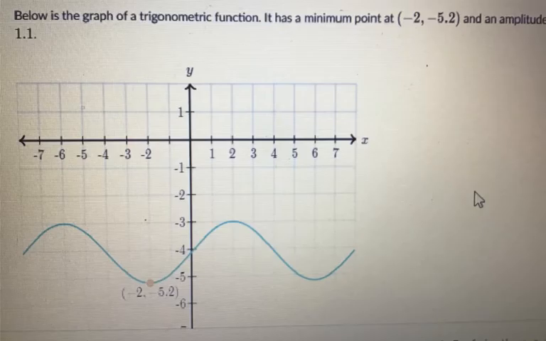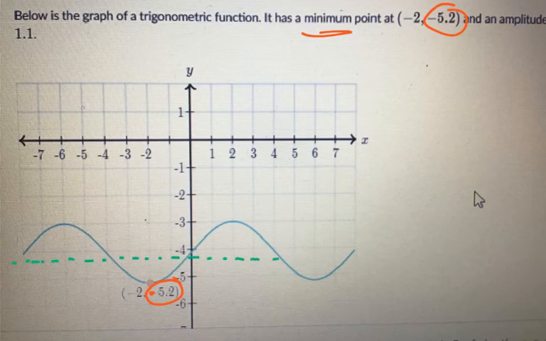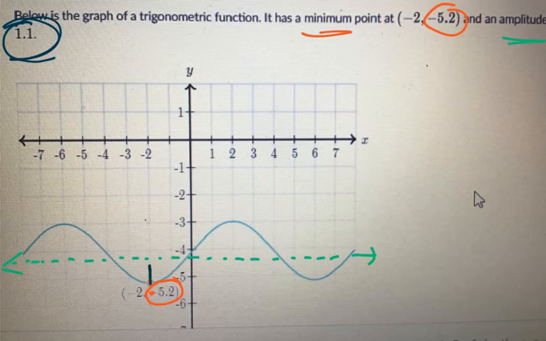All right, let's do one more, and then we have 100% credit. Again, this time the graph showed up. Notice they gave us the minimum at negative 5.2. Keep track of your signs, guys. That's a negative 5.2. Again, our middle line's going to be somewhere like this, the midline, right? Okay. They tell me the amplitude is 1.1.